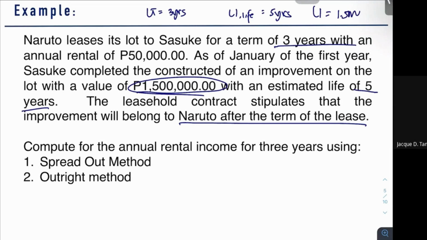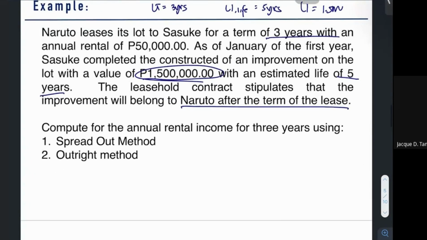Okay. So compute for the annual rental income for 3 years using spread out method and outright method. Let's start first with spread out method. Under spread out method, we need to get the book value. So we need to get the cost of the leasehold improvement less the depreciation over the lease term. Then we have the book value. What is the cost of our leasehold improvement? It is 1.5 million.